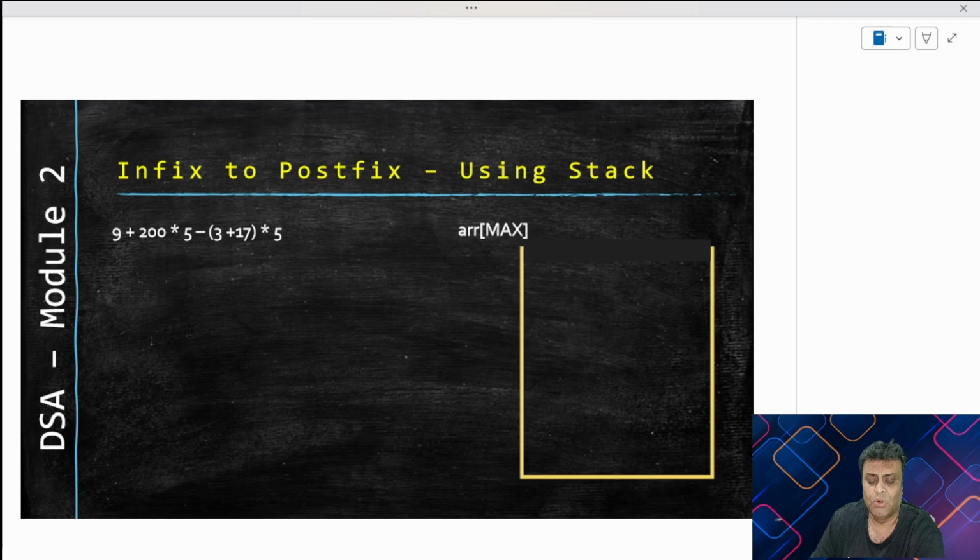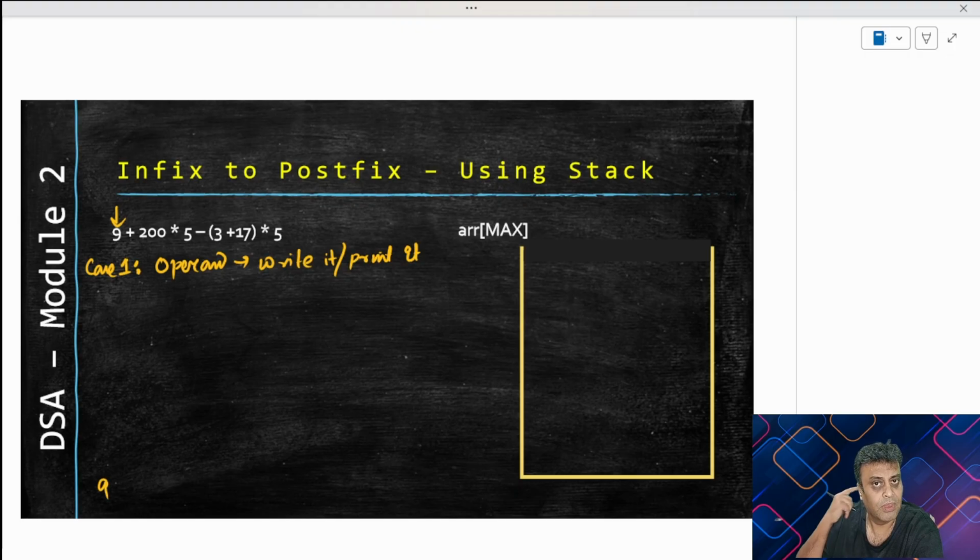In the stack, we will keep this stack like this, and the rules are that if there is an operand, then let's say case 1, if there is an operand, then write it or print it, right? So that's the first rule. So I will print the operand, which is 9, right?